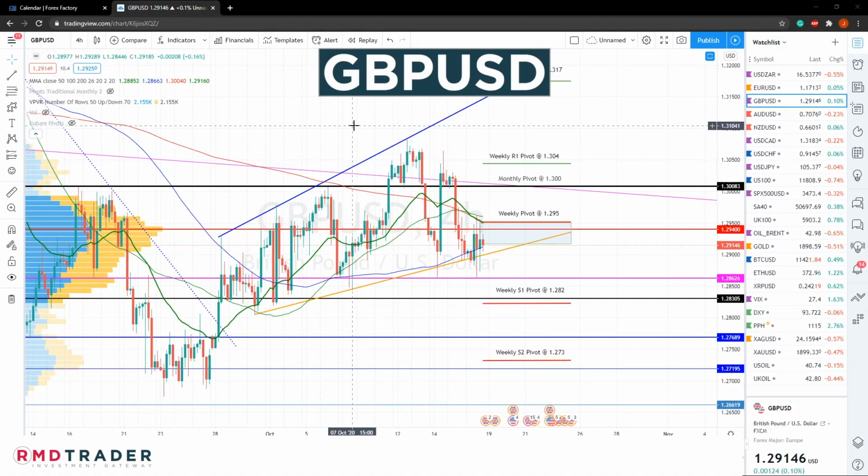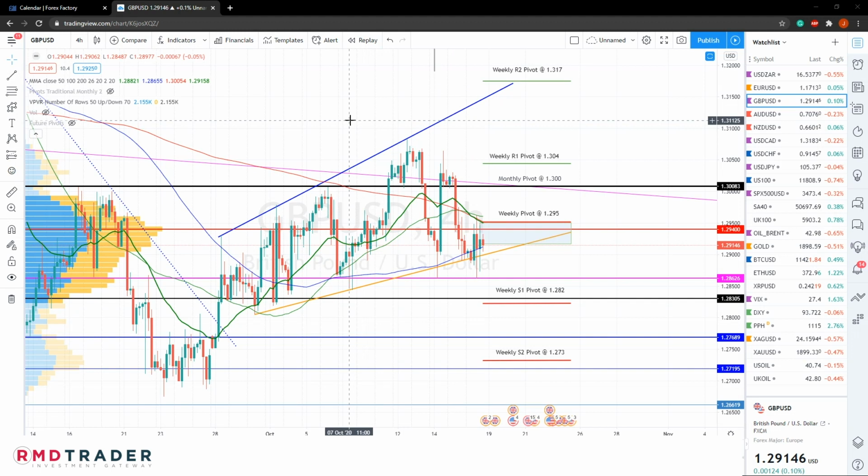We are now moving on to the GBPUSD. Last week price was unable to hold above the monthly pivot, with a strong rejection from this area, with price only finding some support on the 4-hour 100 SMA, with a brief retest of the monthly pivot after that, and then once again it got rejected.